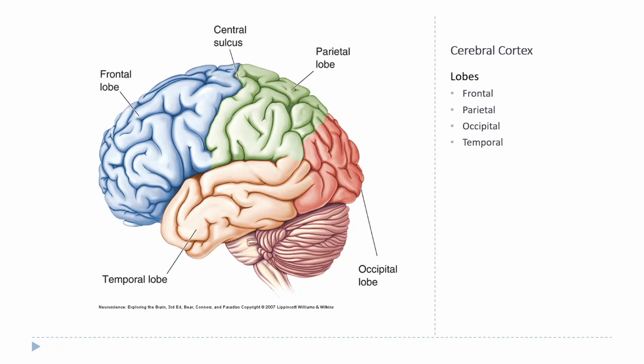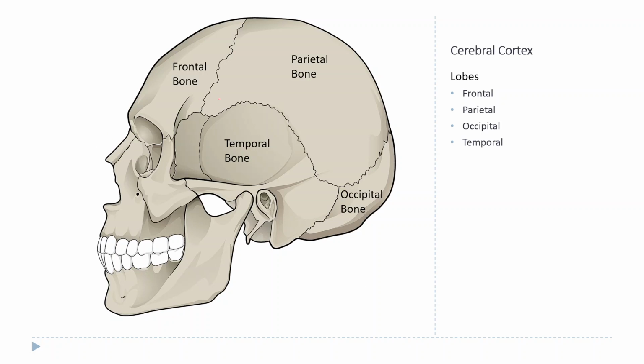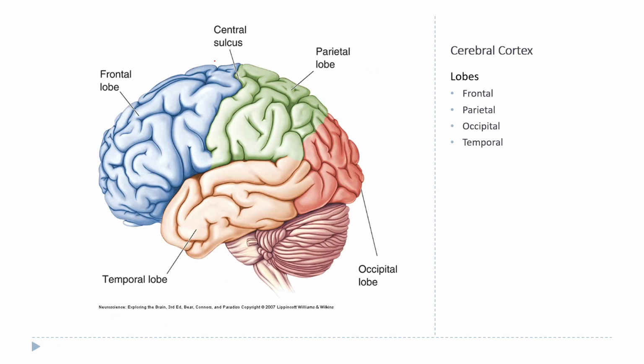Now, the cerebral cortex, especially in humans, is so large that we divide it up into lobes. And we name those lobes after the parts of the skull they fit underneath. So here's a picture of the skull. This piece of bone right behind your forehead, that makes up your forehead, we call the frontal bone. So the part of the brain behind that, behind your forehead, we call the frontal lobe.